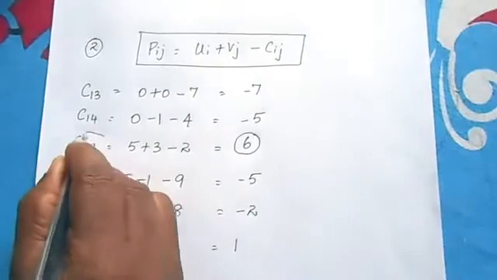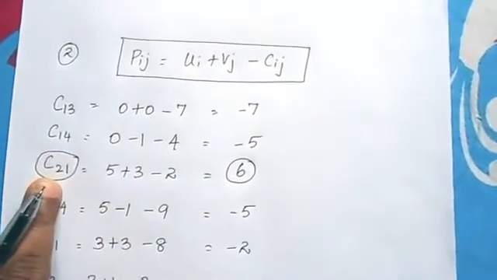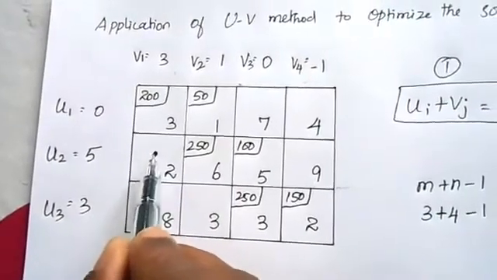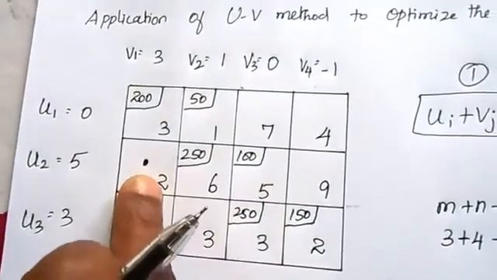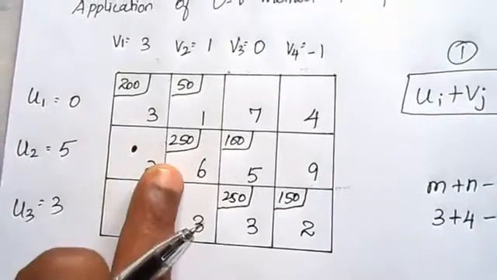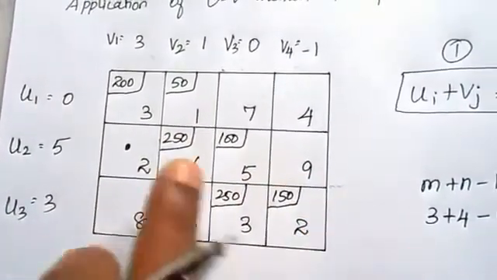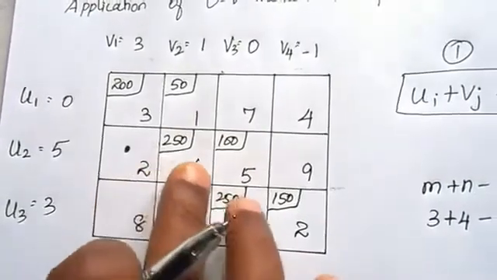That is C21. C21 represents second row, first column. So second row, first column, this cell is called the new basic cell. After finding the new cell, starting from the new cell, draw a closed loop consisting of only horizontal and vertical lines, passing through some basic cells only.